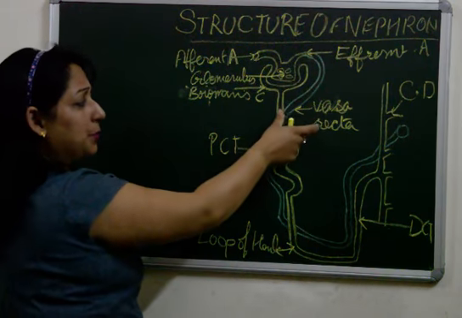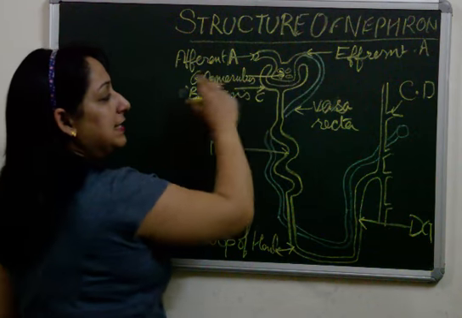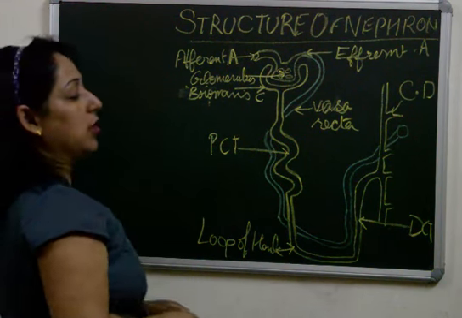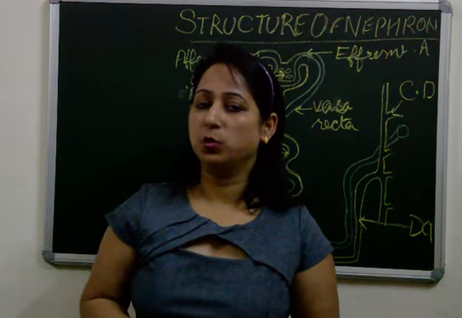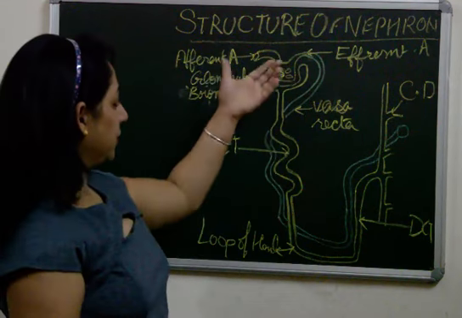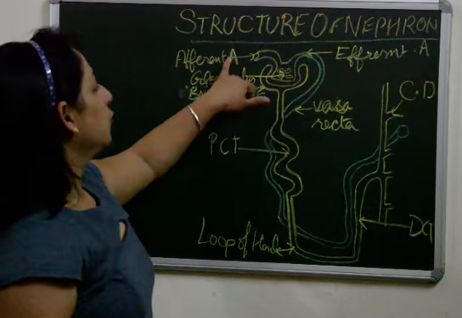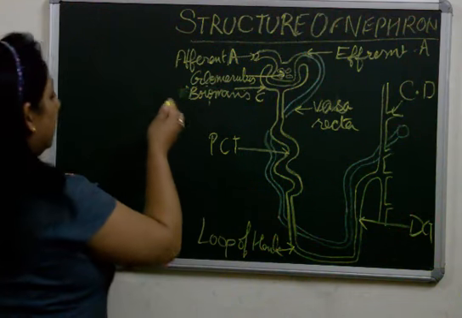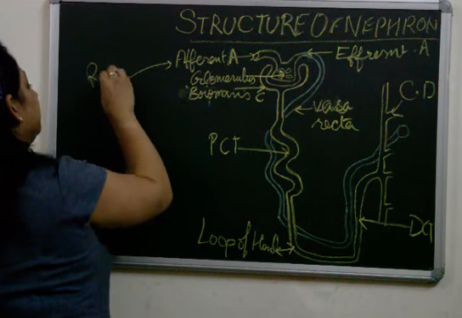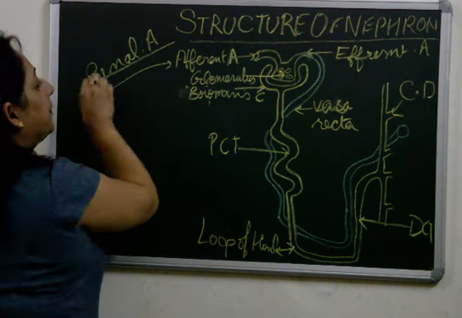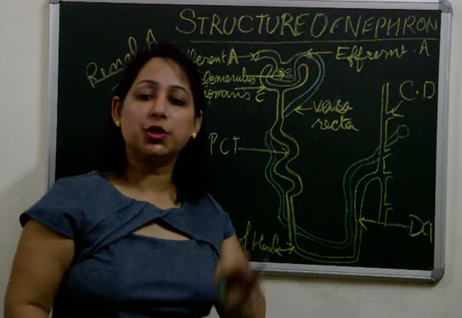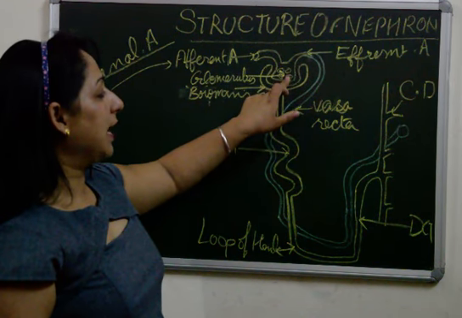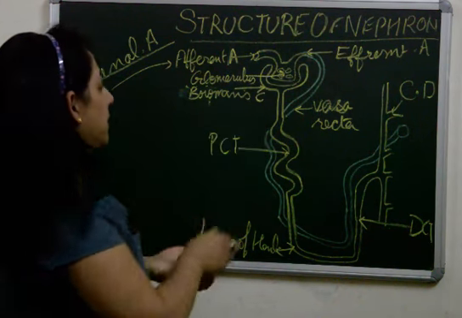The first part, a very important part of nephron, is this cup-shaped structure here. This cup-shaped structure collectively is known as Bowman's capsule. This I'll be taking up after this diagram, but first of all I'll explain this. This is a tube known as afferent arteriole which receives blood from the renal artery. That is, the renal artery passes the blood which is rich in nitrogenous waste to the afferent arteriole. From the afferent arteriole, the blood enters the glomerulus.